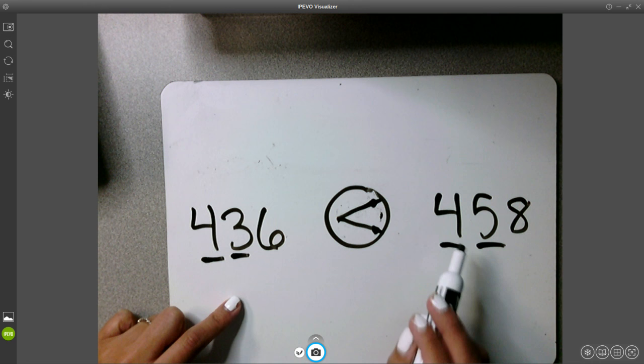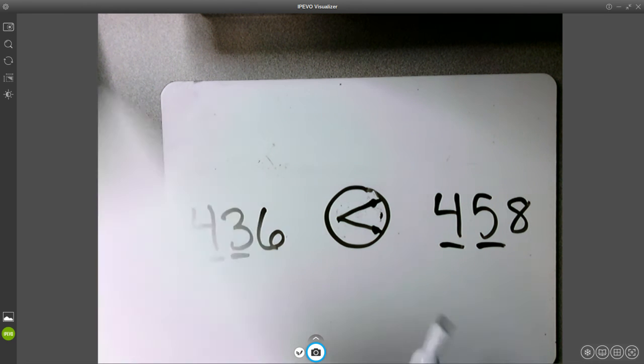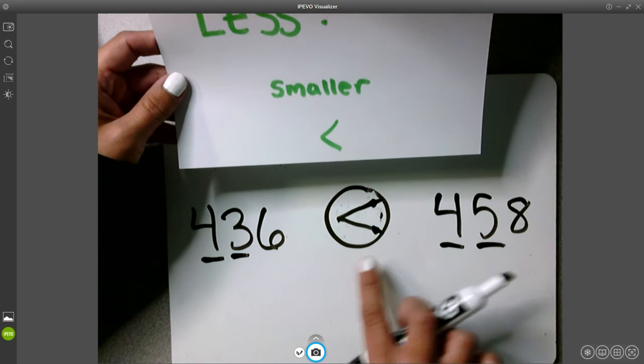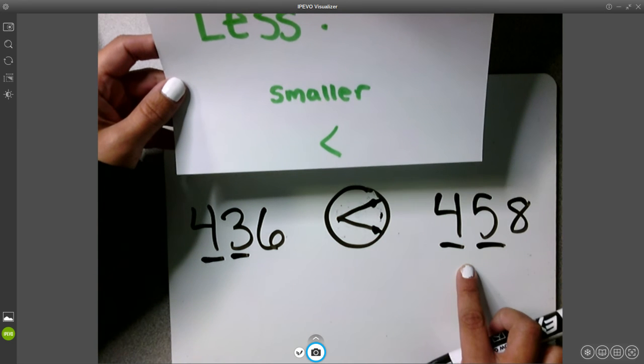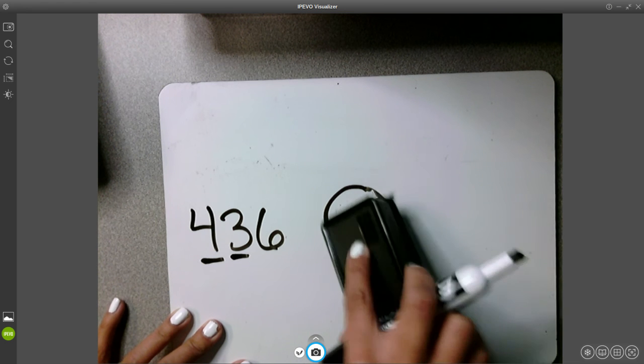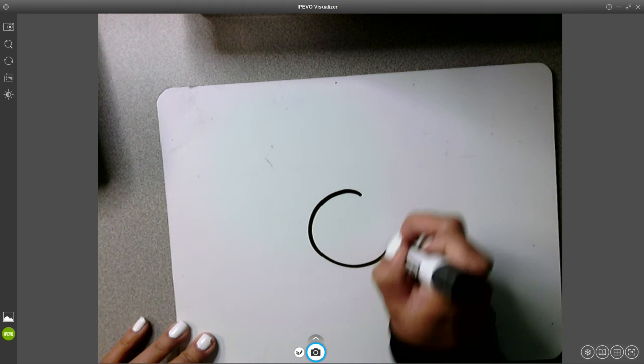And now 458 is the greater number. So I would use my less word. 436 is less than 458, which makes sense. All right, we're going to do one more before you guys are off and practicing.